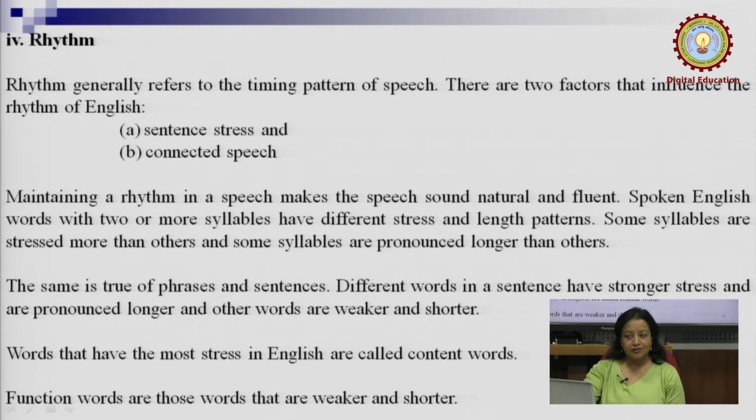Function words are those words that are weaker and shorter. They include auxiliary verbs, prepositions, conjunctions, determiners, and possessive adjectives. These words are less important in expressing the meaning of a sentence. For example, auxiliary verbs like may, do, have; prepositions like under, around, near; conjunctions like but and not; determiners like the, some, each; possessive adjectives like my, your, etc.